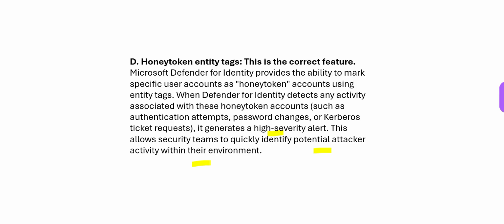So the key is to identify if idiots are there or not. If they are, how many times do these idiots attack, and what are they looking for? Are they looking to change passwords, or are they making some authentication attempts, etc.